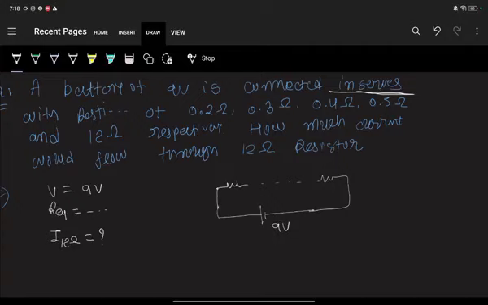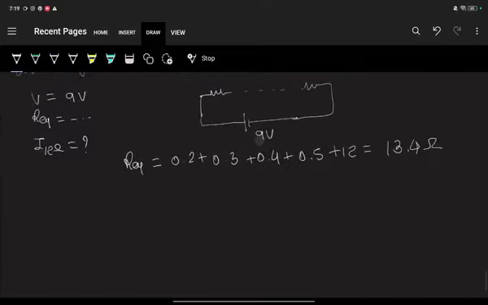Sir, I will find the total resistance. So 0.2 plus 0.3 plus 0.4 plus 0.5 plus 12 ohms will be the total resistance. And the total resistance is 13.4 ohms. Then I equals V by R. So 90 by 134, I just moved the 10 up.